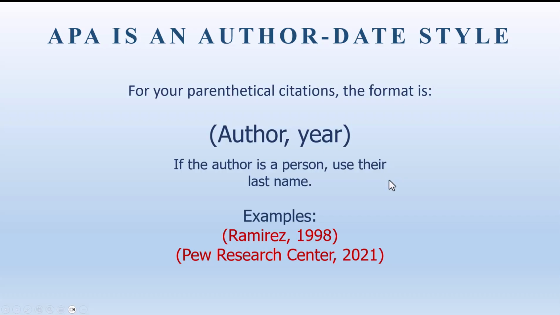APA is an author-date style, so within your parenthetical citations in your text, the format is author, comma, year. If the author is a person, you would just use their last name. Year is the year of publication of whatever thing you are citing. So here my author's last name was Ramirez, and here it's comma, year. You don't have to be a person to be an author. An organization or an agency can be what we call a corporate author. So Pew Research Center also counts as an author's name.